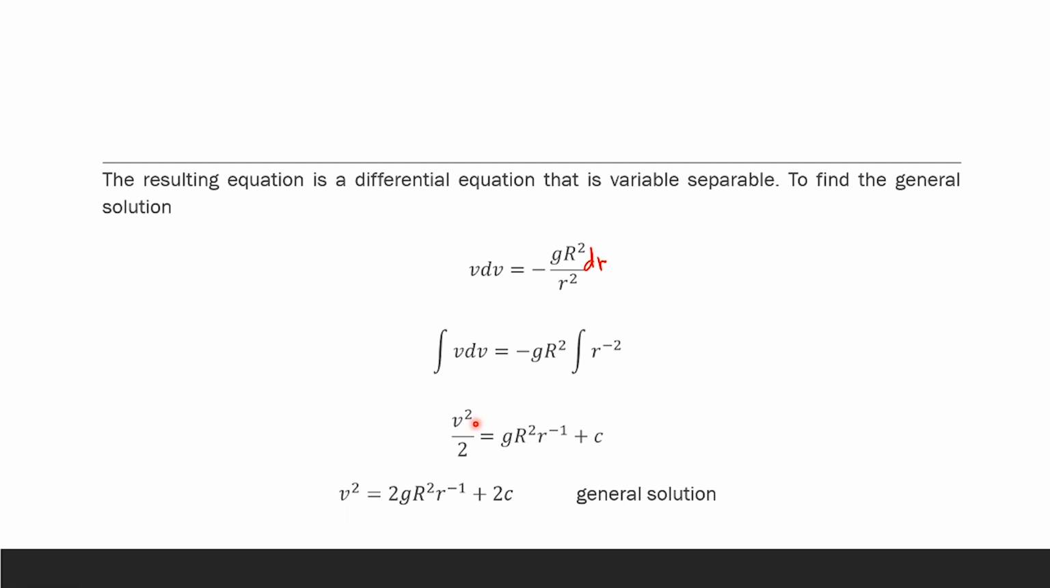Ayan. And we can now directly integrate. We know that g R squared is constant. So, nilabas na lang natin siya. Tapos, ang meron tayo dito is r squared dr.